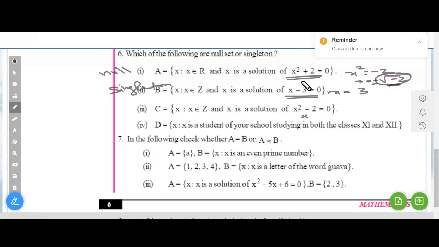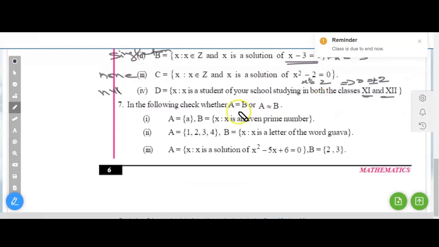Next one is x square is equal to 2, which implies x equal to plus or minus square root 2. So this is none of them. Not even a single option is matching, not null and not singleton. X is a student of your school studying in both 11th and 12th. That is also not possible. That is a null set, an empty set.